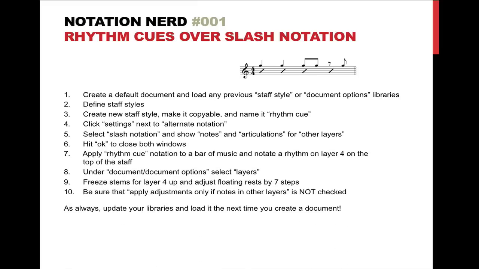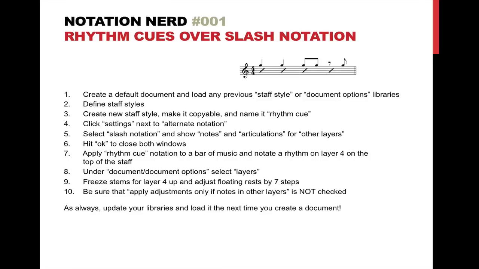In today's lesson, we're going to go through the following 10 steps. First, we're going to create a default document and load any previous staff style or document option libraries that you're already using. This is really important because as you're watching these videos, we're going to talk about creating a staff style library that you're going to keep adding to and saving over and over again so that you don't always have to load these new options. Same thing goes for your document options library. If you don't already have these going for you, then you don't have anything to worry about, and we're just going to start you fresh with a new staff style library and a new document options library.